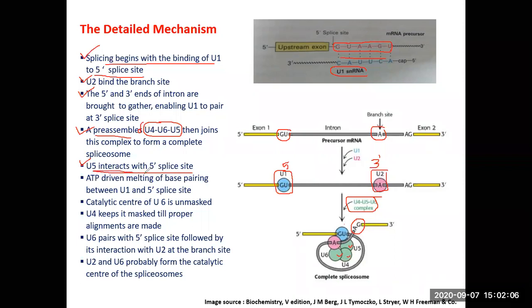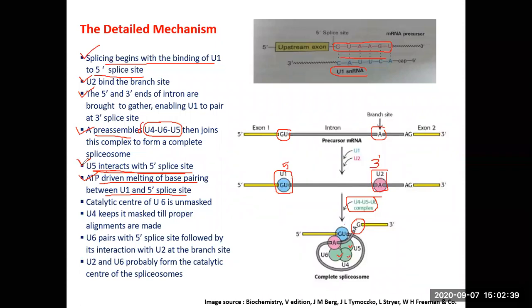What happens before this? ATP driven melting of base pairing takes place between U1 and the 5' splice site. So we know now U1 is paired to the 5' splice junction, but using energy derived from ATP hydrolysis, this base pairing is going to be disrupted. U1 will be leaving the complex and now instead U5 will extend pairing with the 5' splice junction.